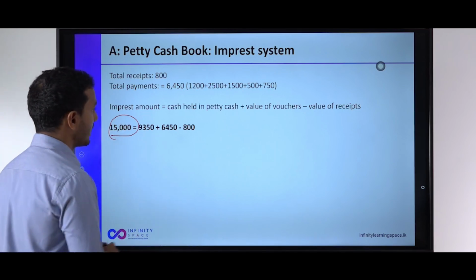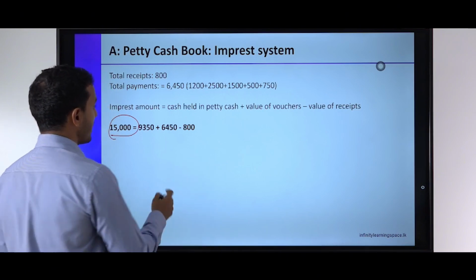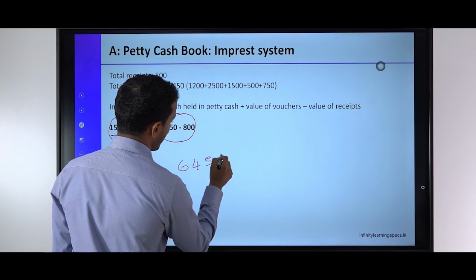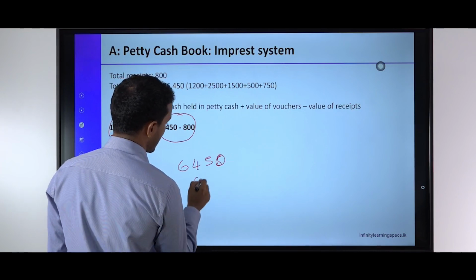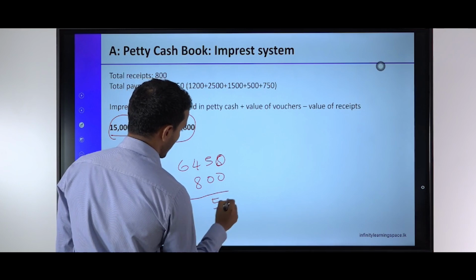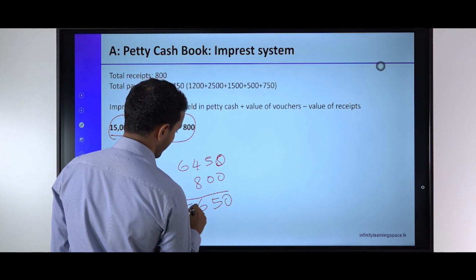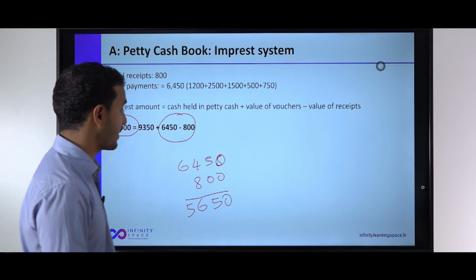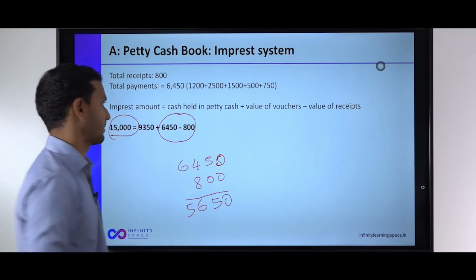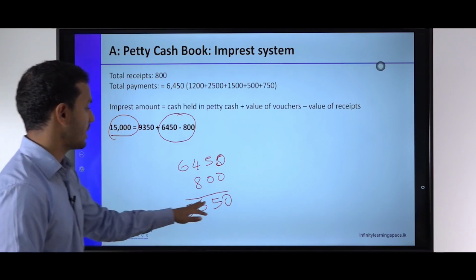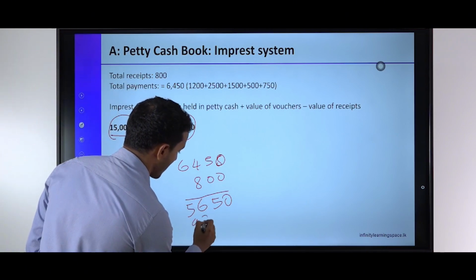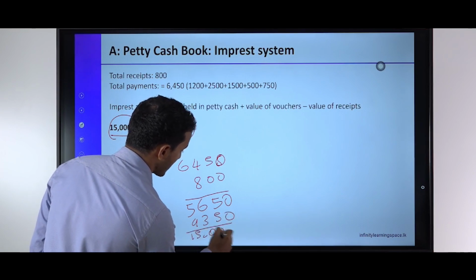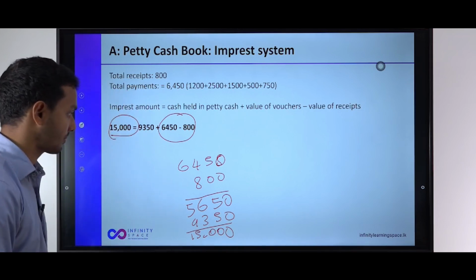So then at the end of the month, the petty cashier will get this amount back, 6450 minus the 800, right? Minus the 800. So the petty cashier will receive 5650 at the end of the month, right? The imprest amount is 15,000. So this amount plus the 9350 he already has is equal to the 15,000 imprest amount, right?